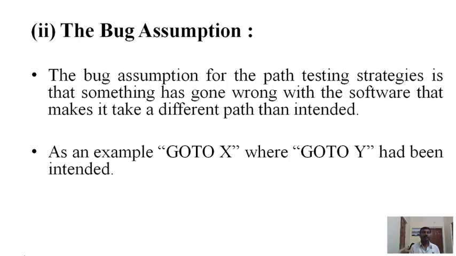In any way, you want to execute or test all the statements in the program at least once and find out the errors. That is the main motive of path testing. So this is the concept of bug assumptions. The main point is that if something goes wrong with the software, it makes it take a different path than intended. That is the main point of bug assumption. This is the concept of motivation and assumptions.